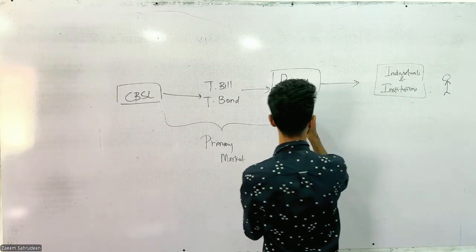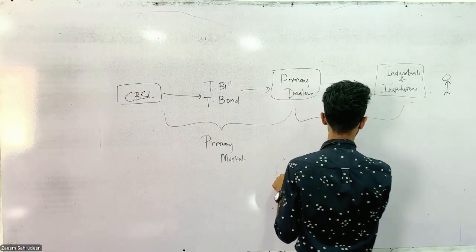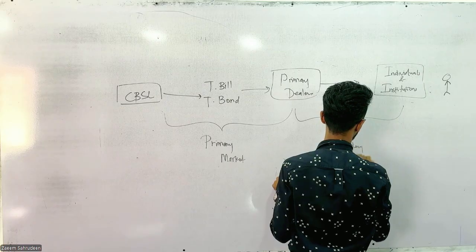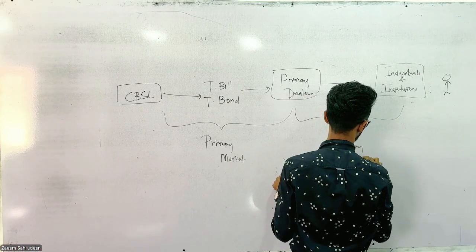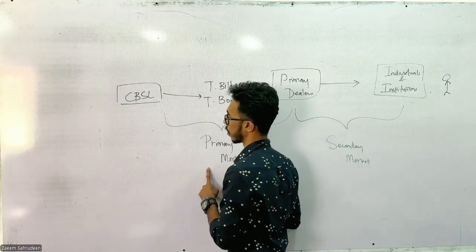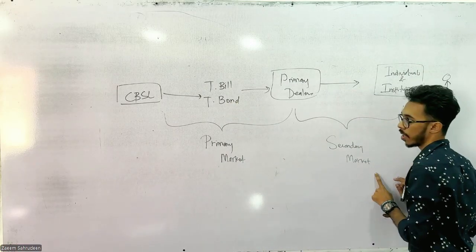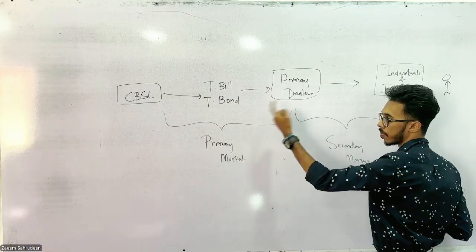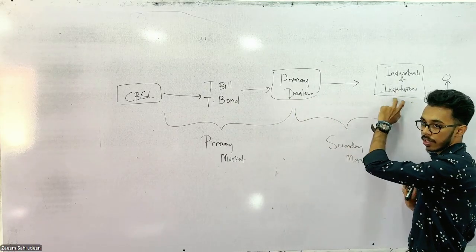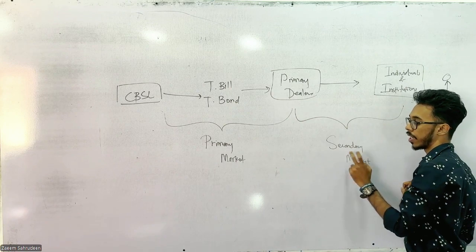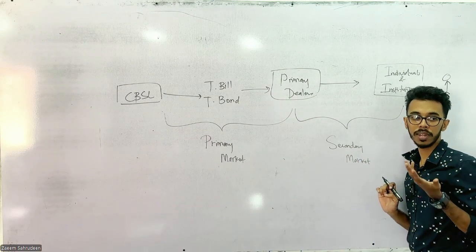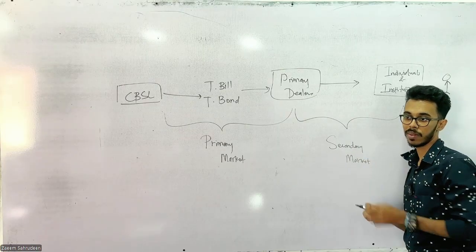This particular market you call the secondary market. There is the primary market and the secondary market. If you are buying from CBSL itself, it is the primary. When primary dealers are selling to individuals and institutions, you call it the secondary market. Even if I want to buy primary treasury bills, I have to go to the secondary market only.